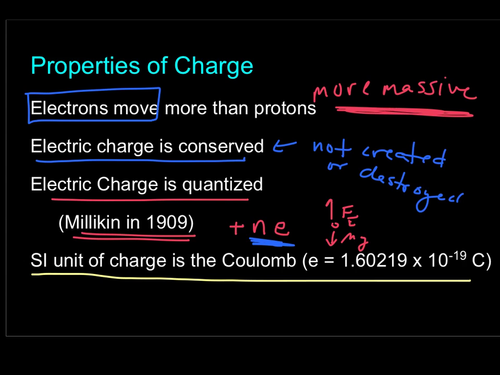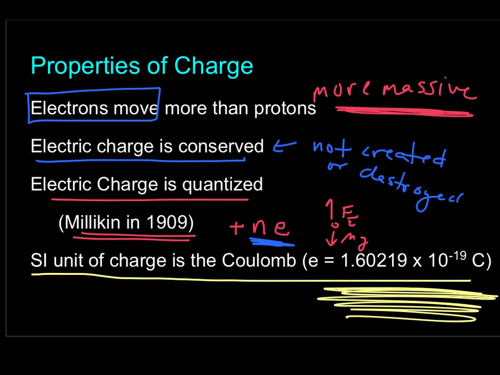named after Charles Coulomb, who we're going to talk about in a little bit. It is a very, very small number, and that's because coulombs are gigantic. If you had 1 coulomb of charge 1 meter apart, it would be the force of a battleship, like the weight of a battleship. That's a lot. So this number is really big.